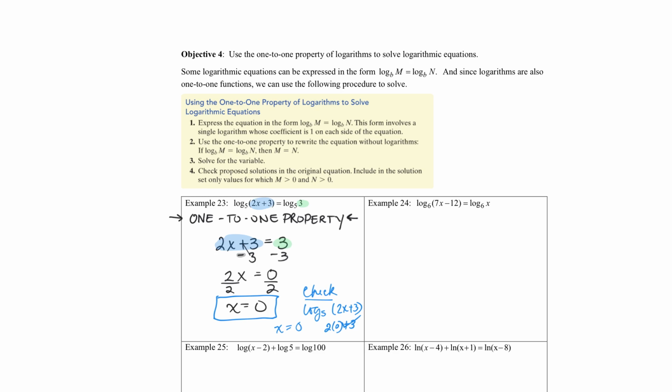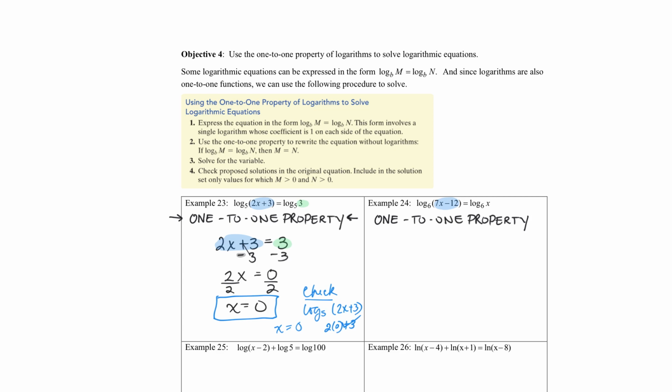Okay, so now let's look at example 24, and this is another candidate for using the one-to-one property, right? I'm going to copy this one-to-one property and bring it over here, because we're going to be using that again. We're not canceling logarithms. We're not dividing logarithms. We're not doing any such thing. What we're using is the one-to-one property to be able to rewrite the equation without using the logarithms.